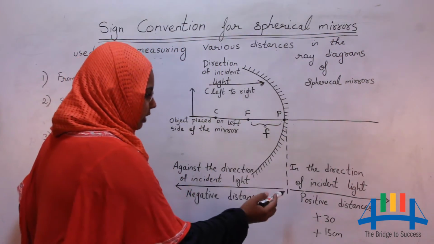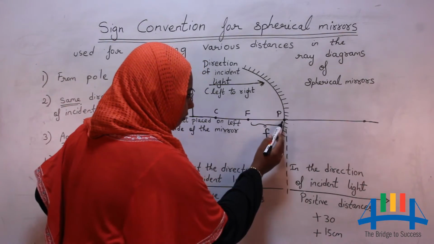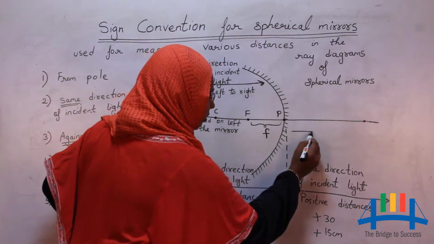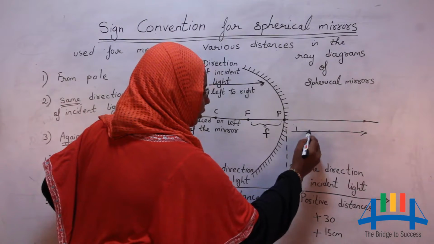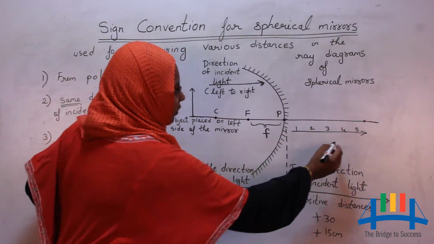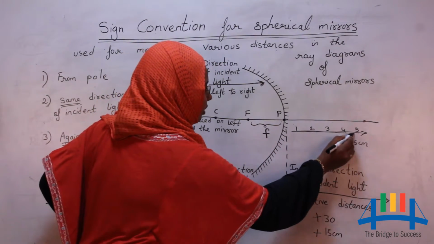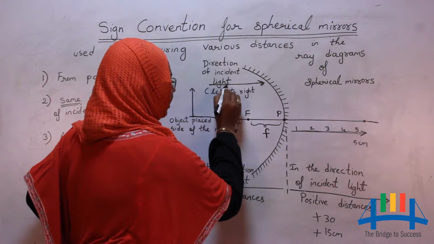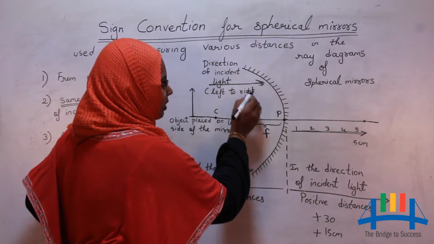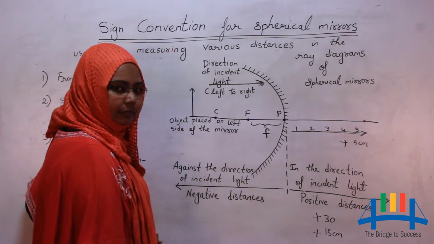In this case, you can see, if our image is formed somewhere here, then we keep our scale here at the pole, number 1, and then we start measuring it. 1, 2, 3, whatever is our scale. Then 5 centimeter. You can see this direction here and the incident light direction is same. So if we have a direction same as that of incident light, then we get a positive sign.